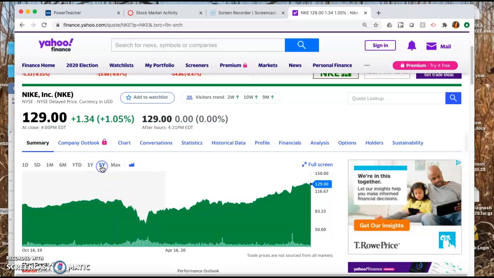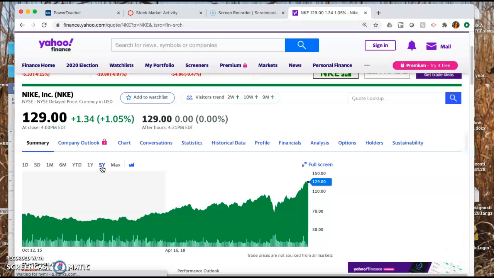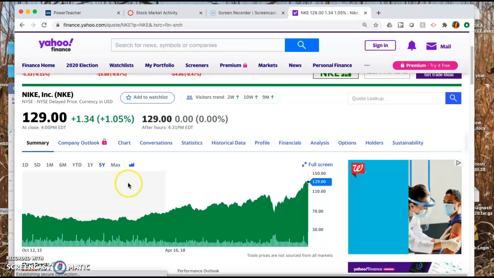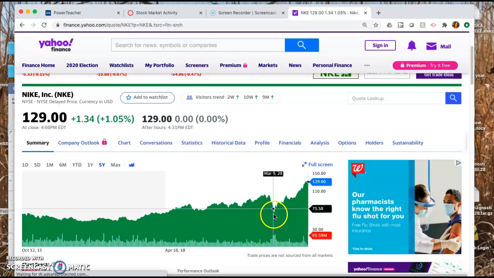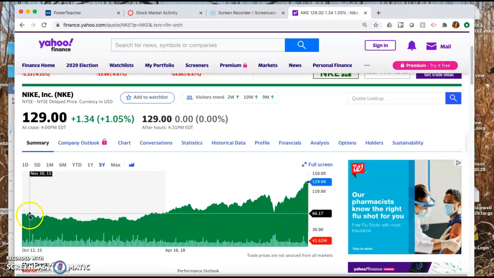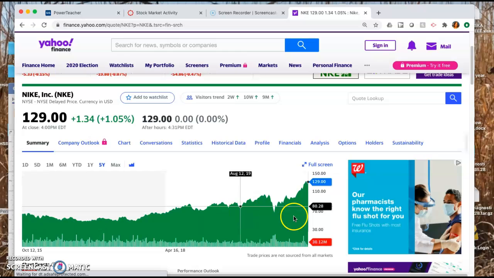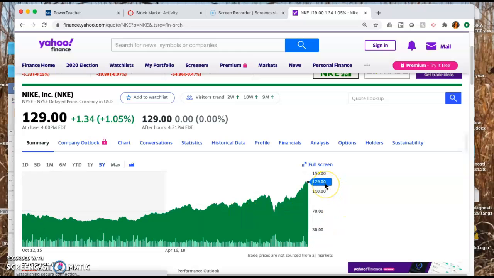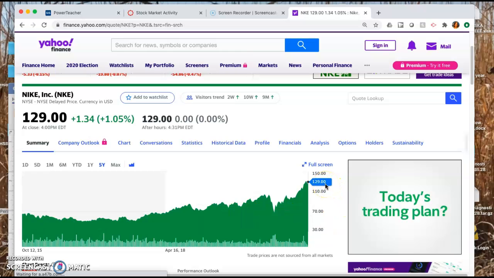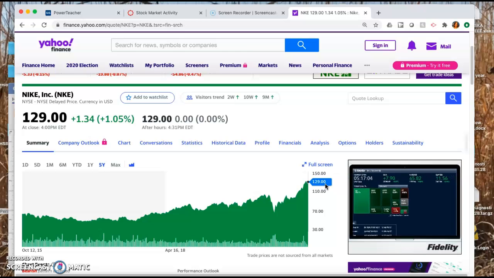But if you look at, for example, the 5-year, you can see that Nike's doing okay overall. They've certainly rebounded from the March problems. And if you had bought stock 5 years ago, it was at $65. You see where I'm seeing that in the little black? So $65 in 2015 compared to $129 today. So that's really good. Wish I would have bought Nike stock 5 years ago.